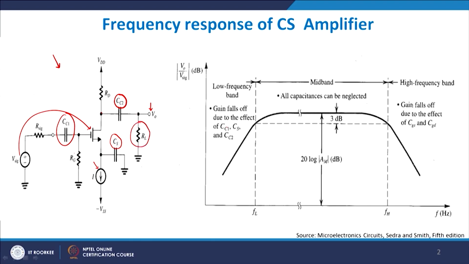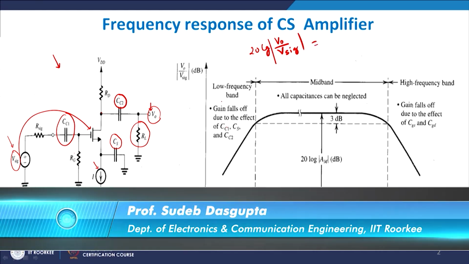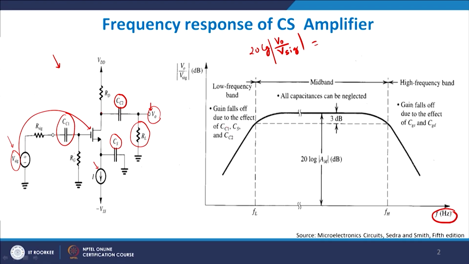Now, if you plot on the y axis V0, the output voltage, divided by V sig, the signal input voltage, in dB, so 20 log of V out by V sig, and then plot it with frequency on the x axis, which is typically in log scale. So, you will have 1 hertz, 10 hertz, 100 hertz, 10 to the power 3, 10 to the power 4, 10 to the power 5, 6, 7, 8, and so on.